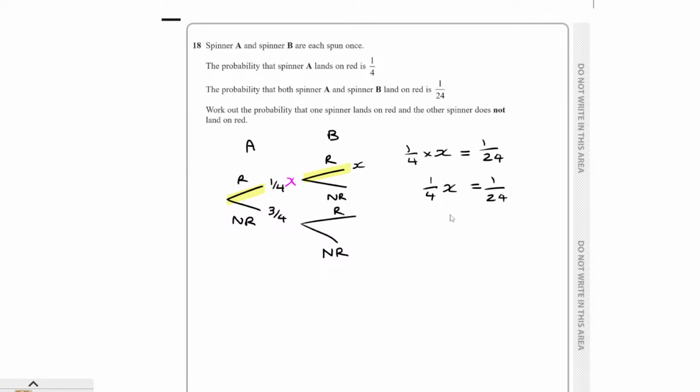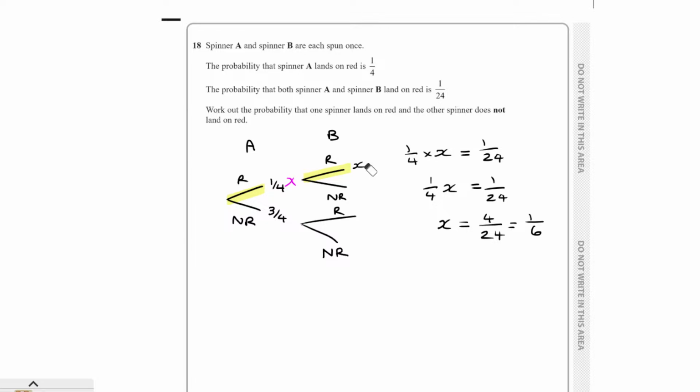So to find out what X is, you can either divide by a quarter, you could do keep flip change if you like. I would probably just multiply by the denominator, which is 4. So multiply across by 4, obviously that leaves 1x, which is fine. When you're multiplying by a whole number, it goes into the numerator, so that's 4/24. And then let's just simplify that whilst we're here. That would be 1/6, wouldn't it? So the probability of red for B is 1/6.